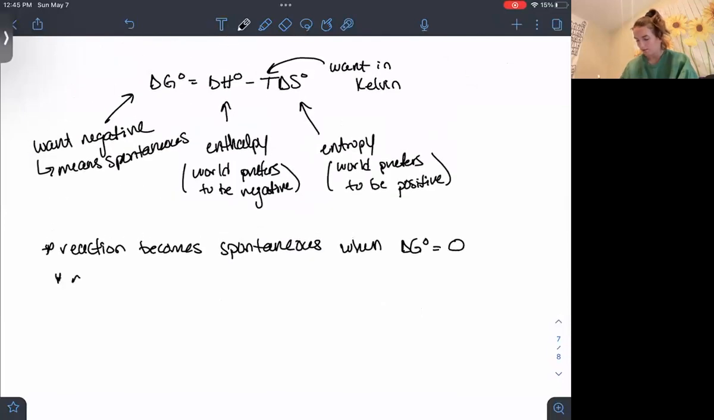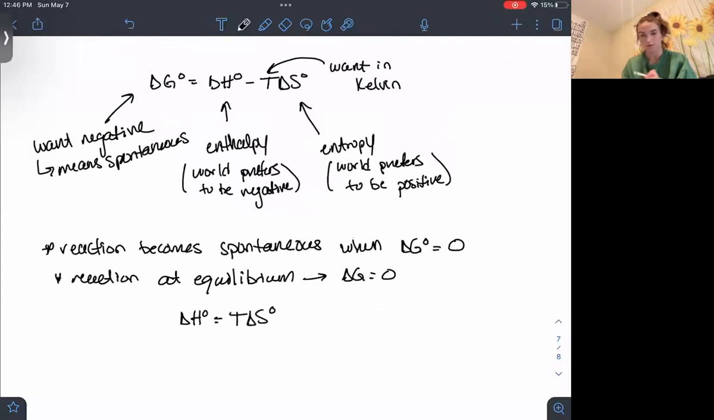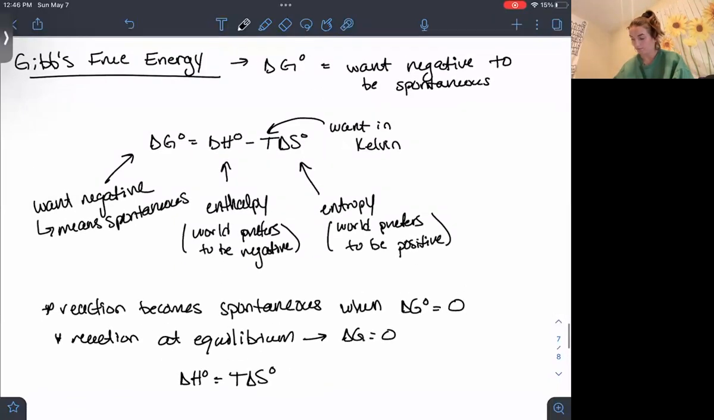And for a reaction at equilibrium, delta G is also equal to 0. So delta H naught is equal to T delta S naught. Questions there?